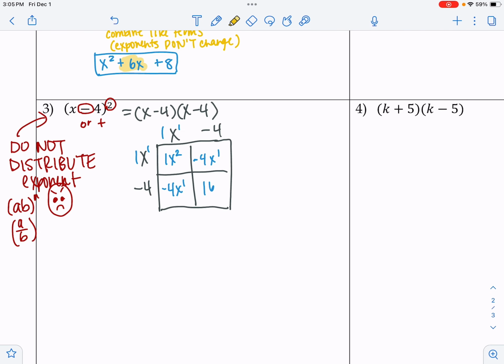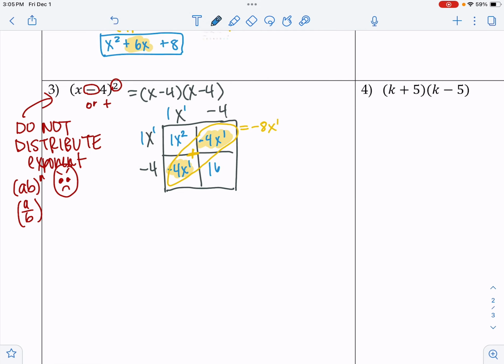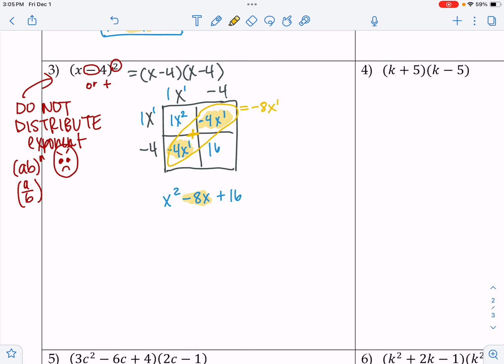Okay, and so our like terms are negative 4x1 and negative 4x1. Negative 4 plus negative 4. When we combine these like terms, that would give us negative 8. And so our final answer for this would be x squared minus 8x plus 16. If you don't make the box and accidentally distribute, you're going to lose that negative 8x and just get the x squared and the 16.